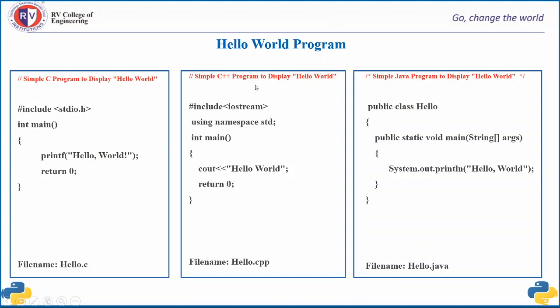In C++, we need to include the header files, use the namespace, declare the main method, and within the main method use the cout statement to print hello world. In Java, we need to create a class and have the static void main method, and within it use the system.out.println statement to print hello world. Therefore, to print just a single line, hello world, in C, C++ or Java, you need to write this many instructions in your program.